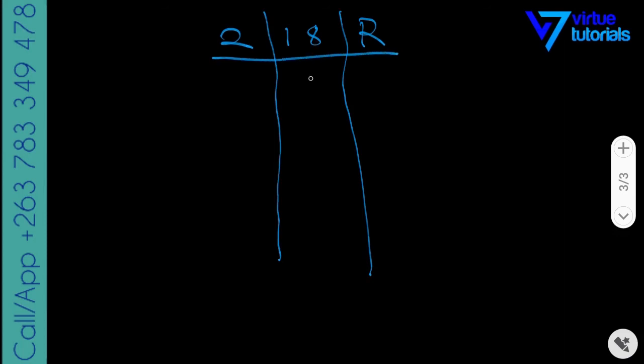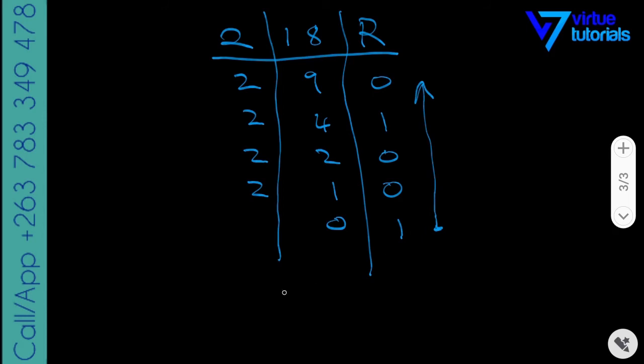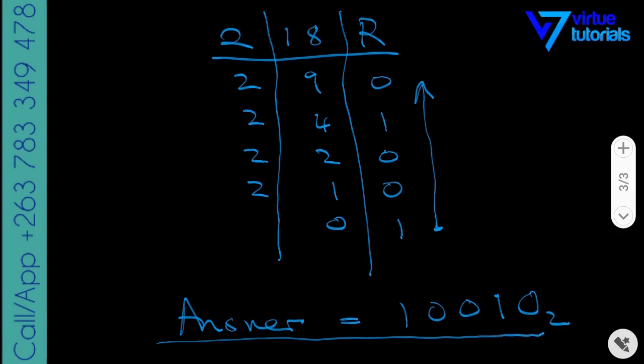So 2 into 18, that is going to be 9 remainder 0, 2 into 9, 4 remainder 1, 2 into 4, 2 remainder 0, 2 into 2, 1 remainder 0, 2 into 1, 0 remainder 1. And as usual, we go to the remainder column and read our number from bottom going upwards, and then our final answer is 10010 base 2.